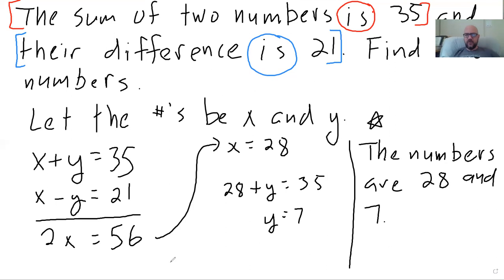Okay, so I've answered it in this form, and we can do a quick check. These are actually relatively easy to check. So the sum of two numbers is 35. These two add up to 35. They sure do. And their difference is 21. Is their difference 21 if I subtract them? Yes, it is. There we go. I must be right. Okay, cool. Let's do the next one.